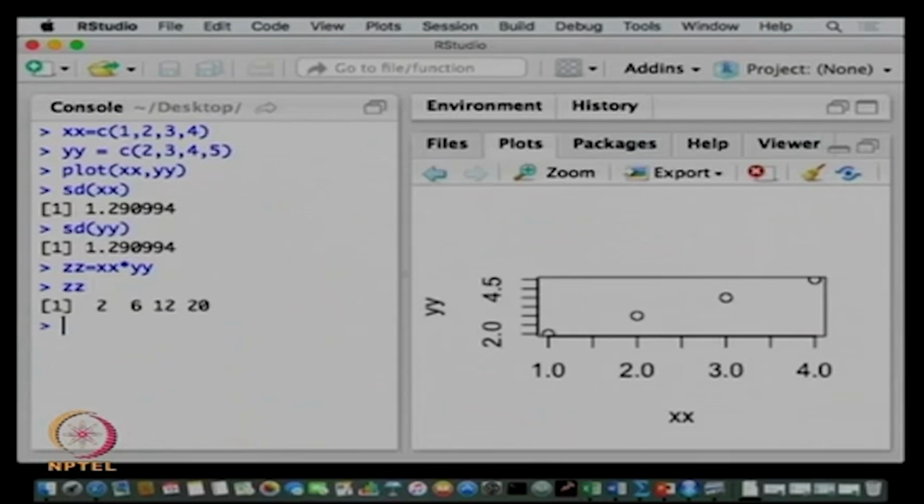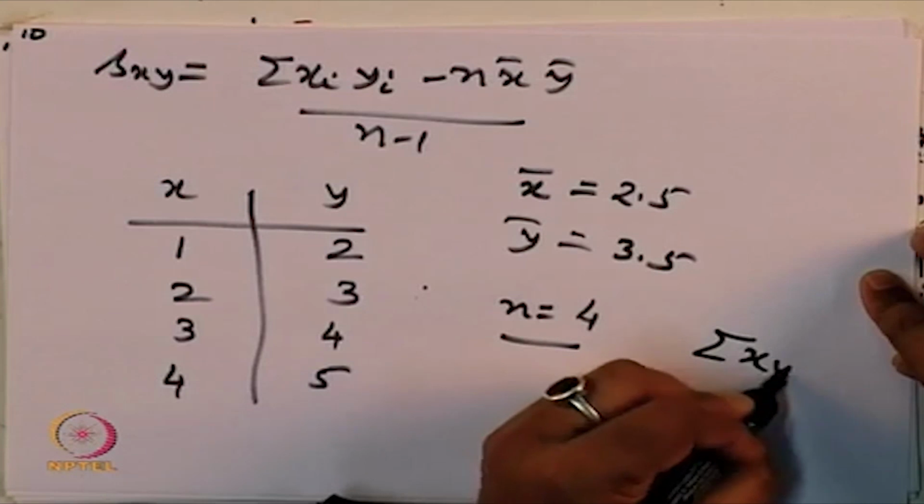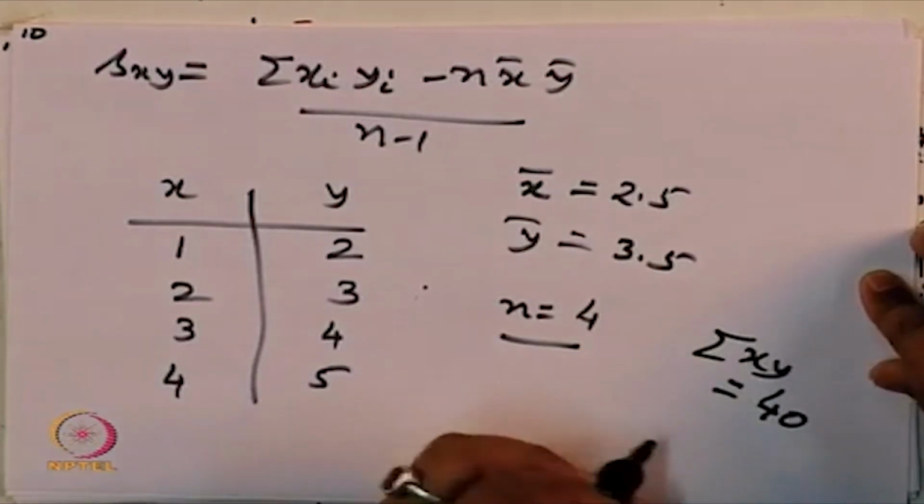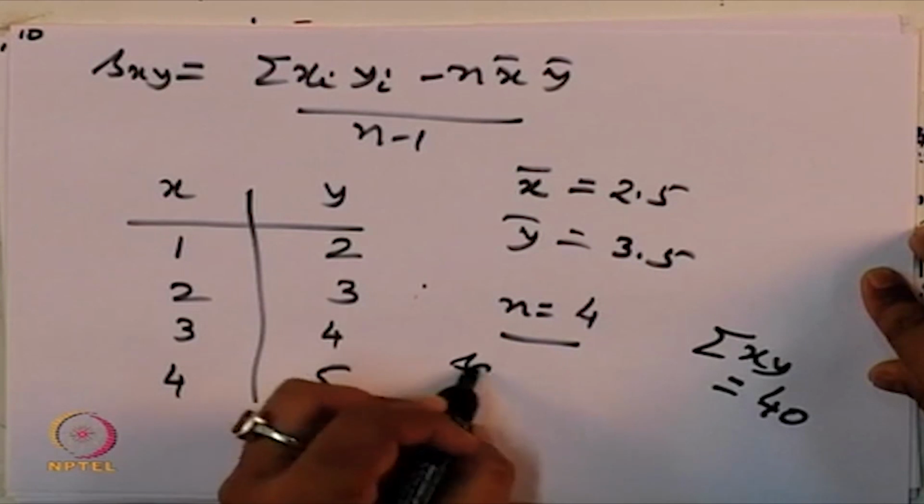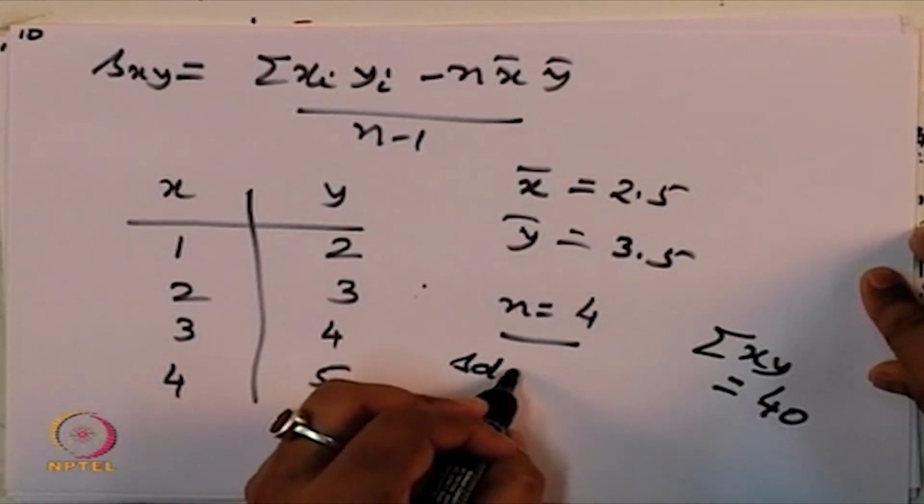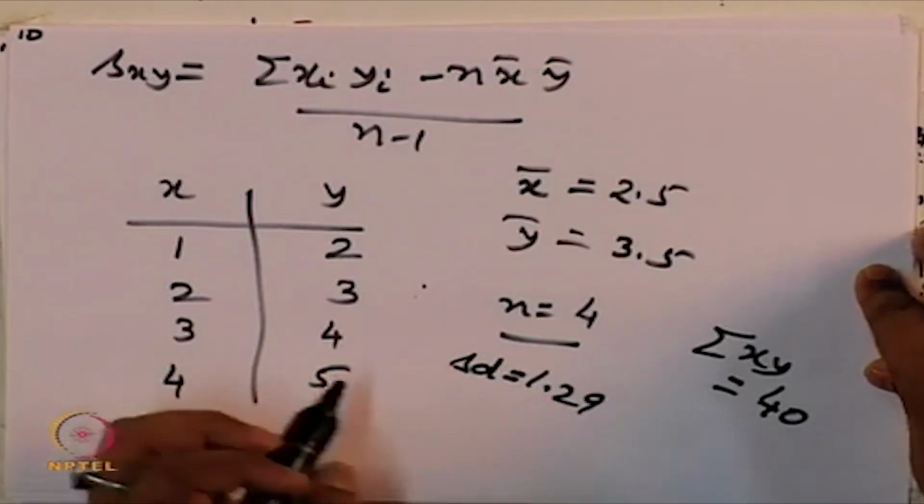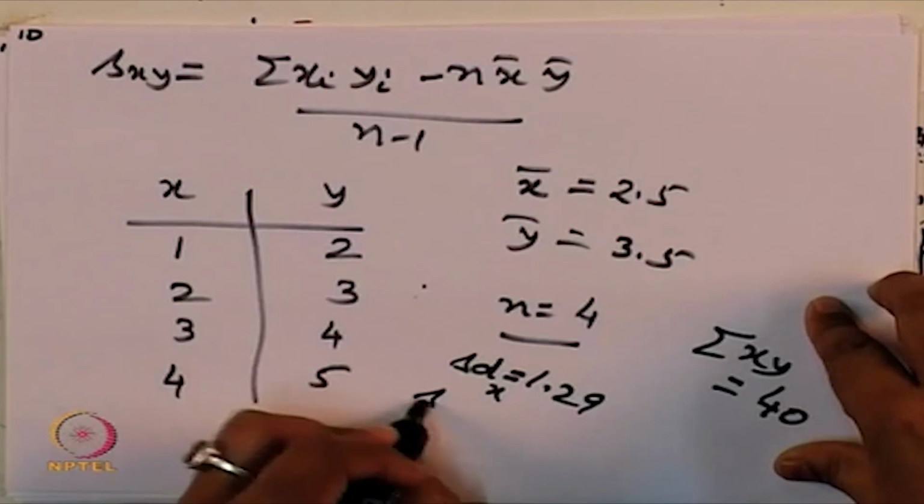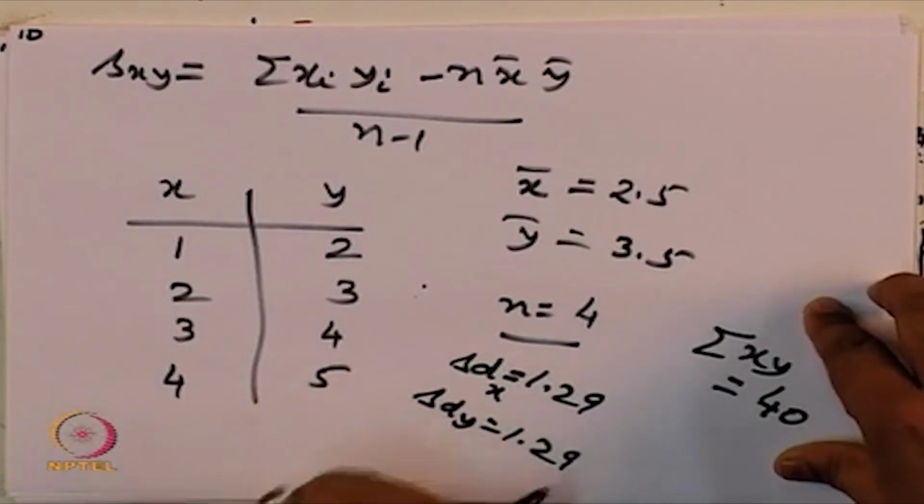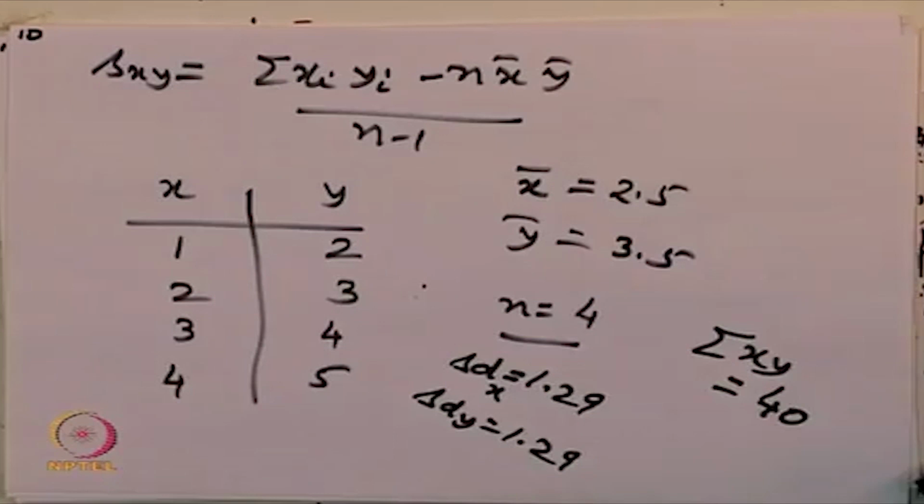I can find out the value of zz, which is nothing but xy. So, what I have calculated is the product xy, then I can add up. If I do sum of zz, I get the complete value, which is 40. So, summation xy is coming out to be 40. I know the standard deviation of x is 1.29, and the standard deviation of y is also 1.29.